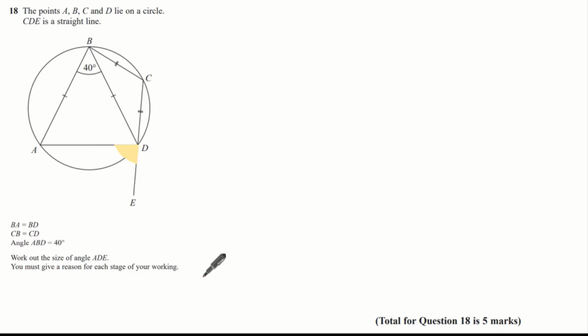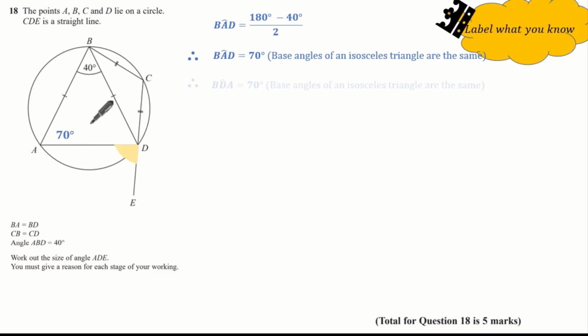With this type of question, it's important to label what you know. So you can see we have two isosceles triangles. So let's label our angles that we can work out, starting with angle BAD. Because we have a triangle and it's isosceles, we know these two base angles will be the same. So to work it out, it's simply 180, subtract our 40, divide by 2. This would give me angle BAD to be 70 degrees. It'll also give me angle BDA to be 70 degrees also, because we know base angles of an isosceles triangle are the same.